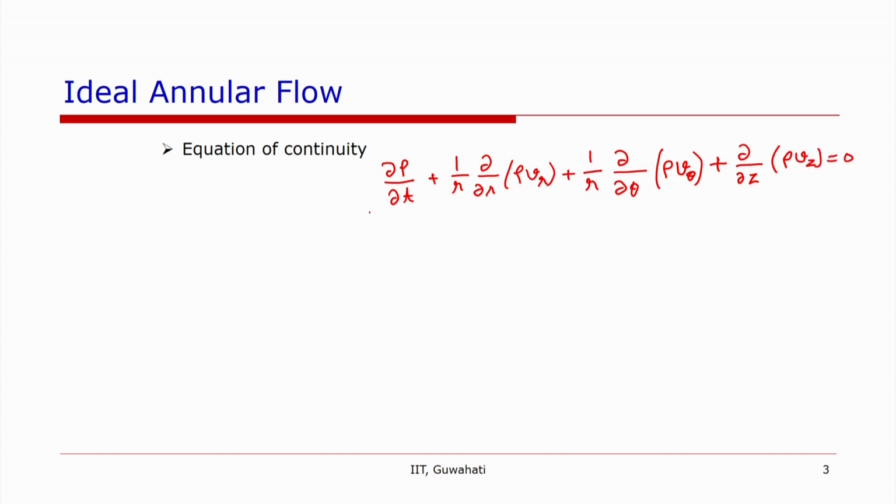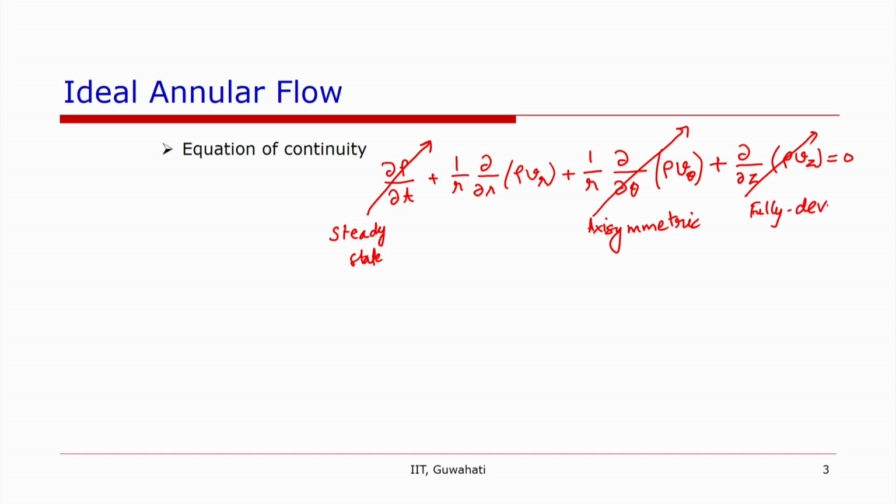Now because this is at steady state, this term will be 0, and because the flow is axisymmetric, this term will be 0. Now what we have is del Vz over del z, which is 0 because of fully developed flow.